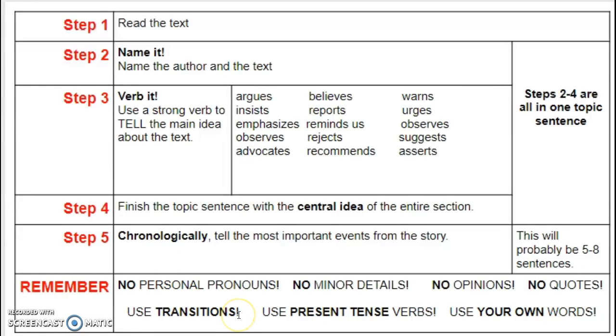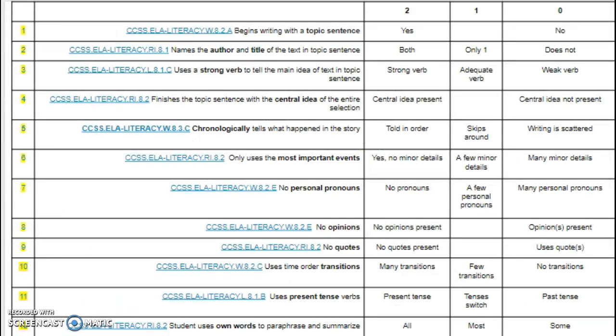Then after I'm done writing, I'm going to go and look at this remember box and just do some proofreading. And then finally, just so that you begin with the end in mind, this is what the rubric would look like. So make sure that you're always writing and assuring yourself that you're working to get scores of 2.